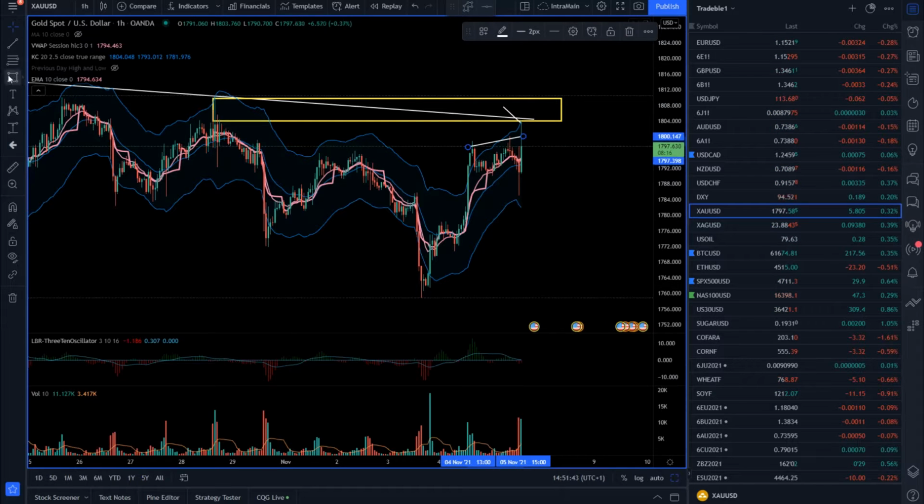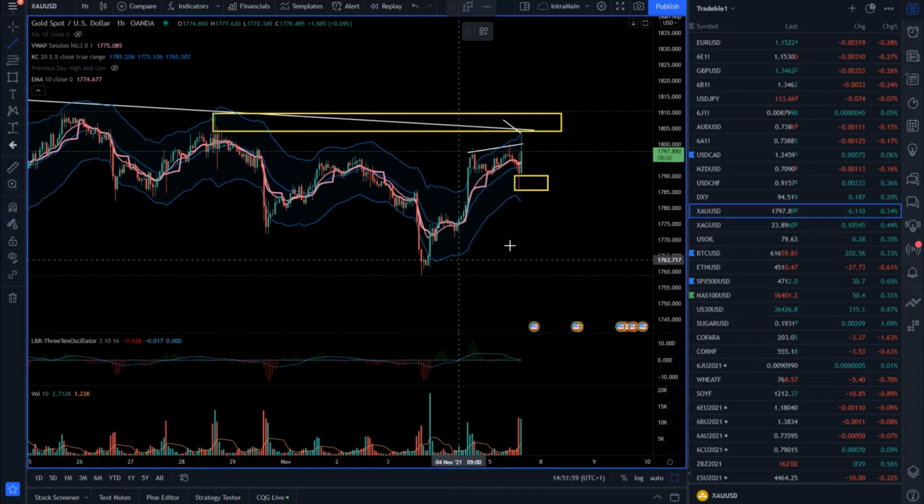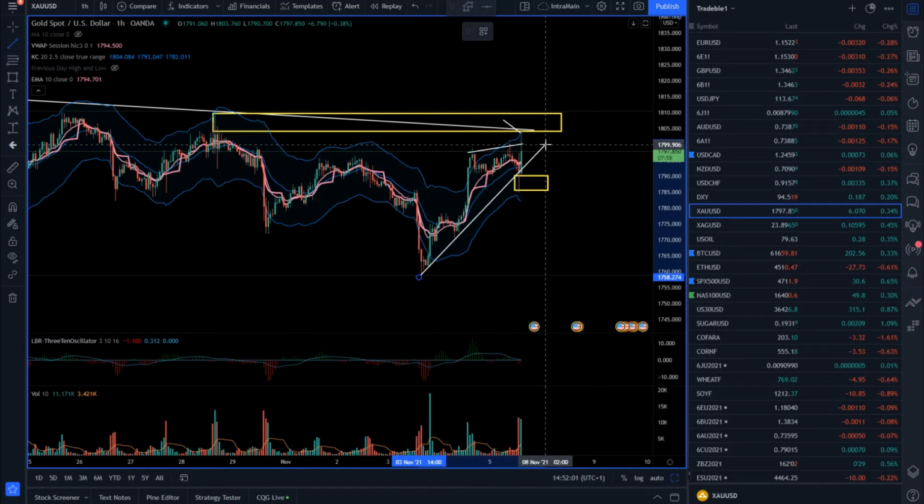So my thinking here was that the price can probably try to go back towards this pin bar here and eventually attack that pin bar area, 1785, 1787, in the next period, or maybe even go lower. But that will be the area to watch for the downside rotation during this day.